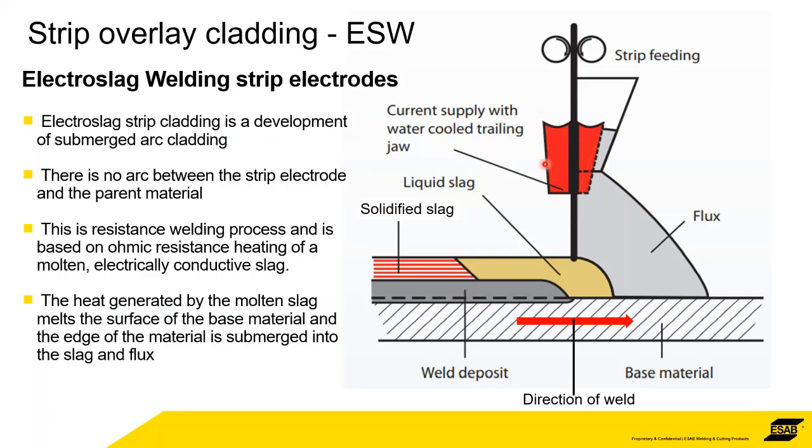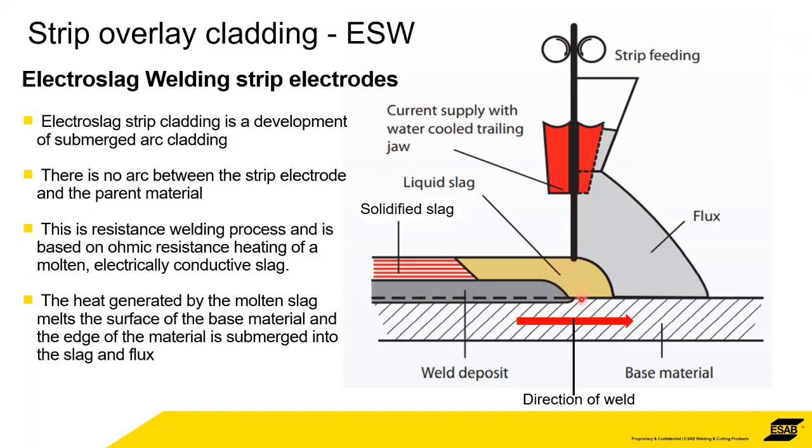So usually these are water cooled. The difference here is that you've got the strip being fed towards the base material, and it's fed into a layer of flux, and now this flux is electrically conductive. So the heat is generated by ohmic resistance, so it's like a light bulb. Okay, that's the difference here. So the molten slag, it's not an arc, there is no arc. The molten slag is melting back the strip electrode, and it melts the surface of the base material. So again, I'll stress again, it's an ohmic resistance, and the difference is the flux that I'll explain a little bit later.